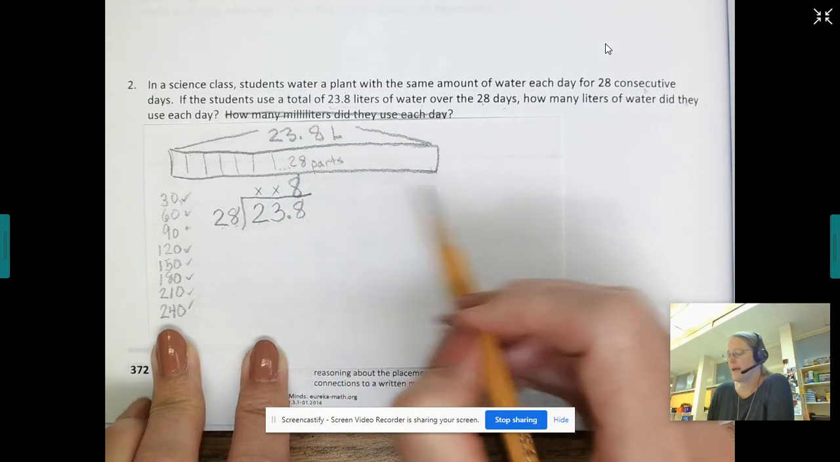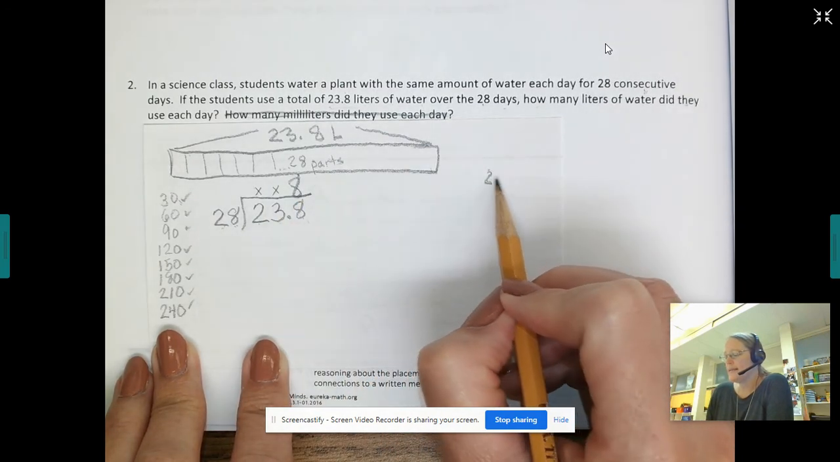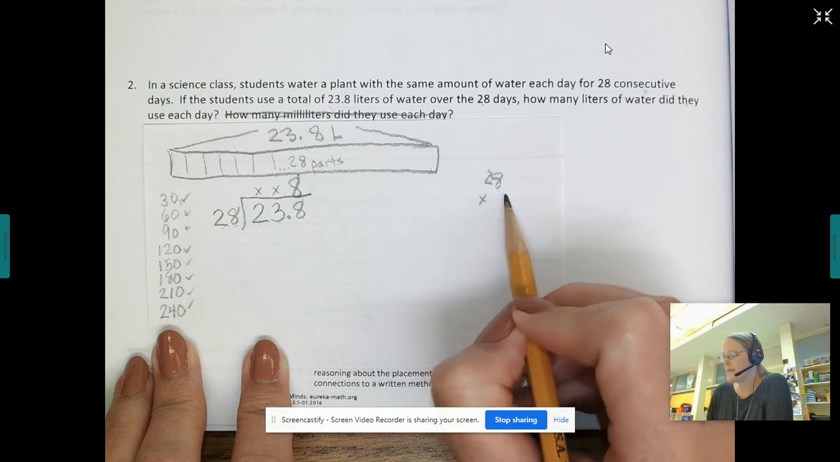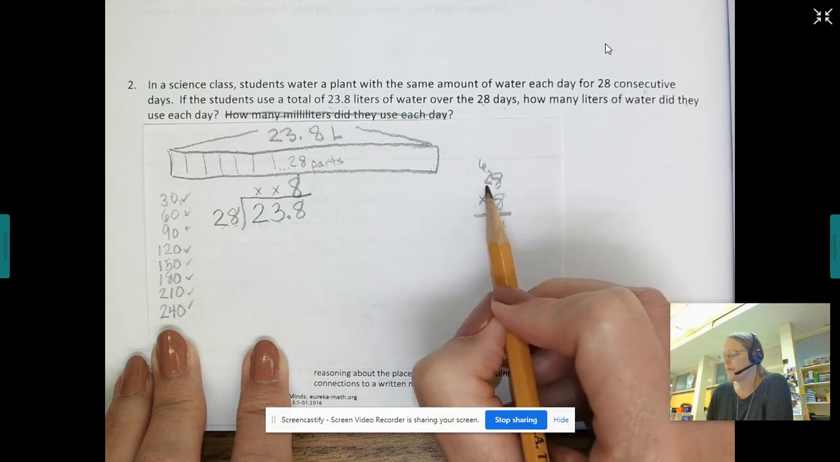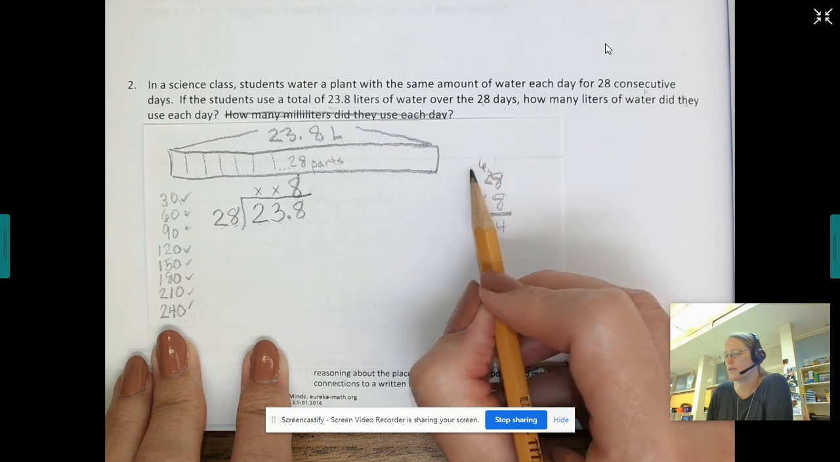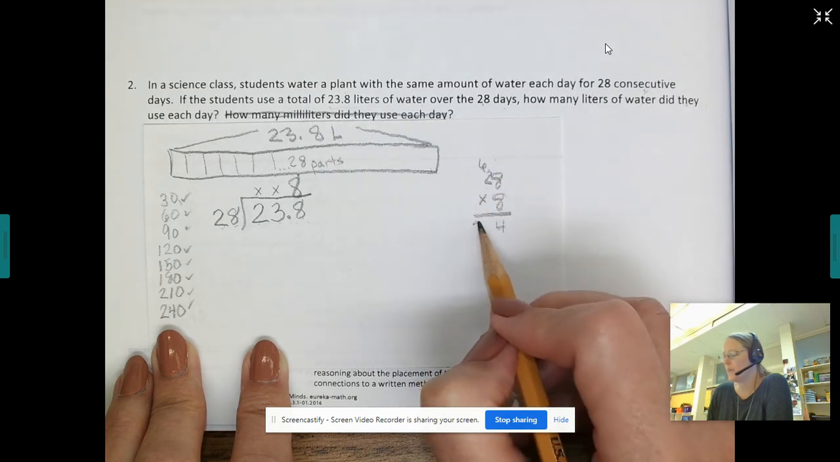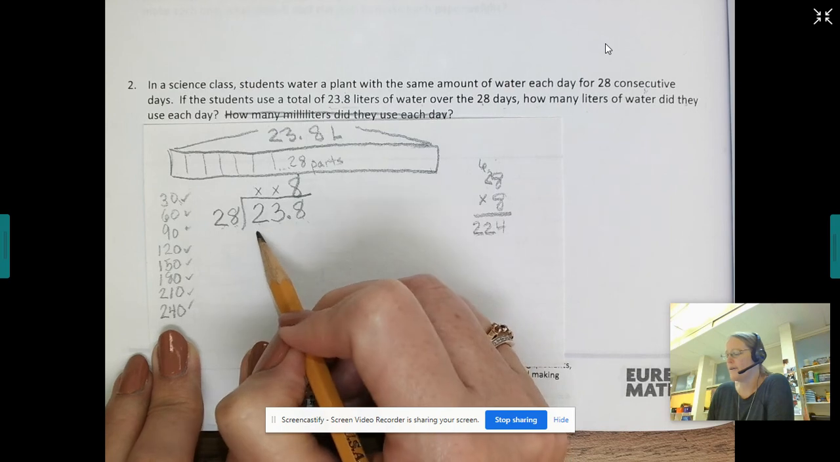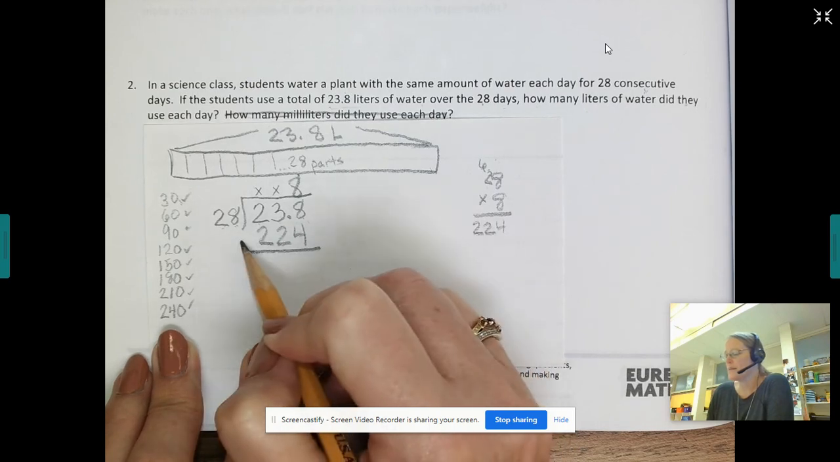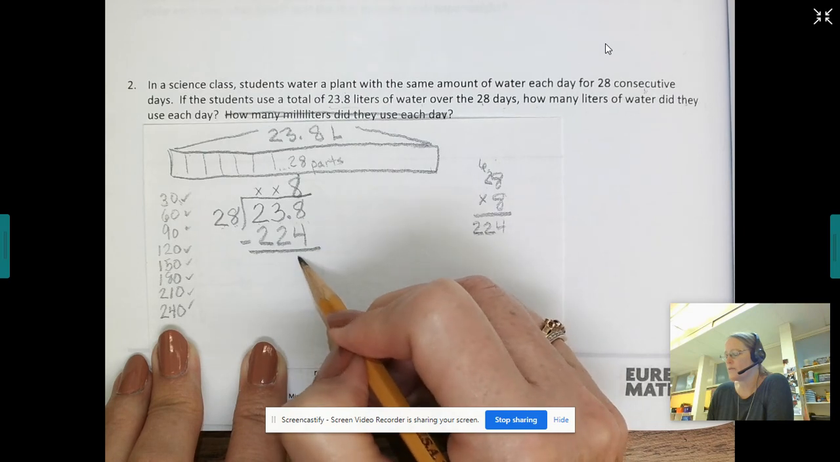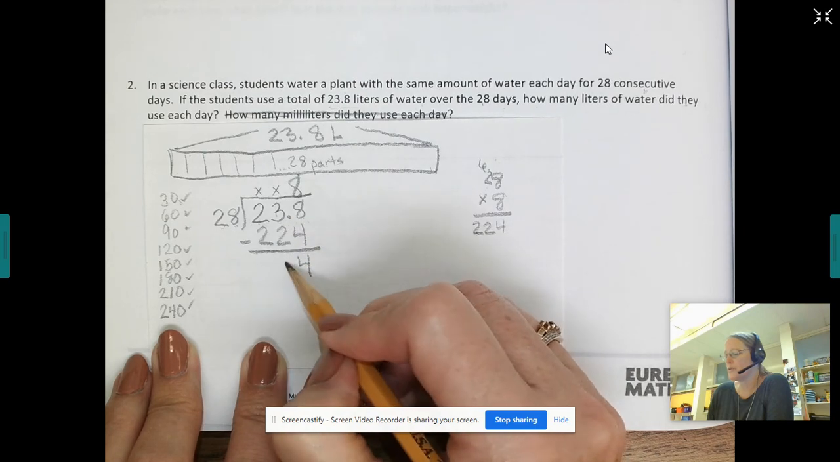Let's do this math. 28 times 8, 16, 17, 18, 19, 20, 21, 22, 224. Let's subtract. 8 minus 4 is 4. 3 minus 2 is 1.